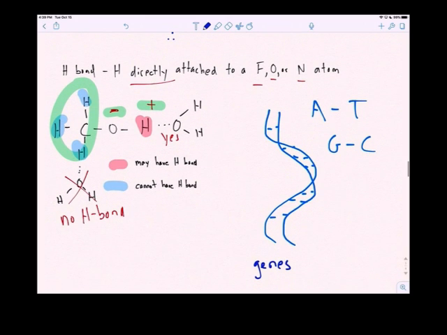Okay, and there's a special type of dipole-dipole bond called a hydrogen bond. It's when a hydrogen is directly attached to a fluorine, oxygen, or nitrogen atom, and that has a very strong dipole moment. If you look here, methanol is CH3OH. There are hydrogens around the carbon, but those do not have hydrogen bond capability because they're not directly attached to an oxygen. The hydrogen directly attached to the oxygen in methanol does have the hydrogen bond, and because of that, methanol is very soluble in water.